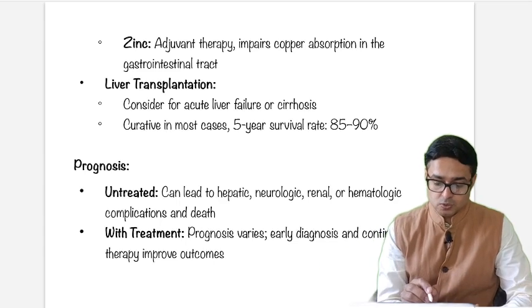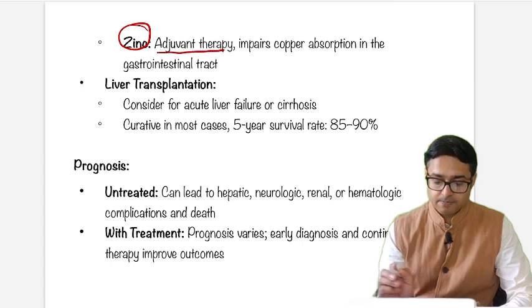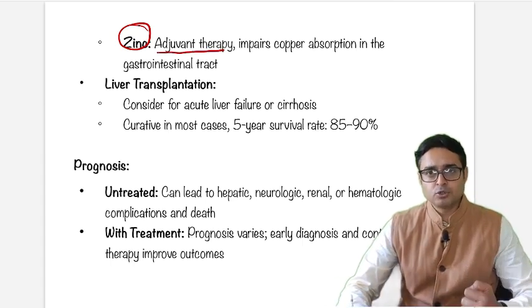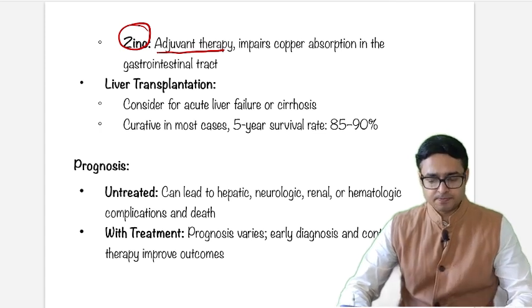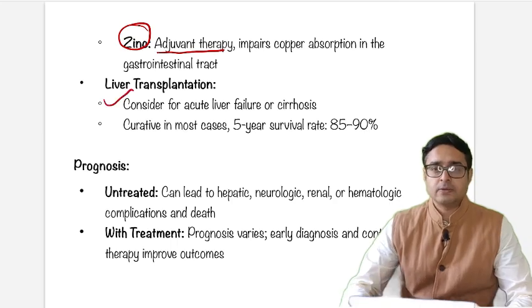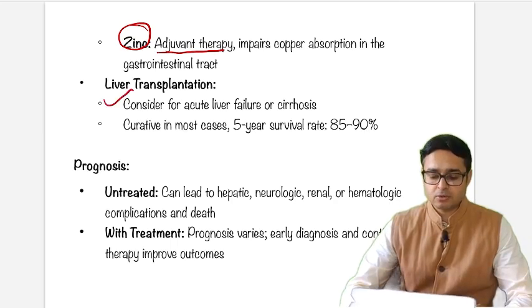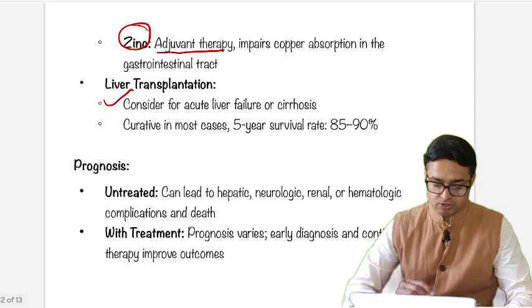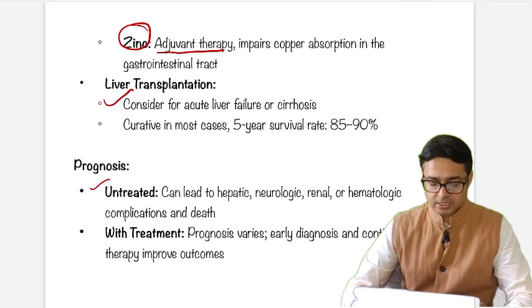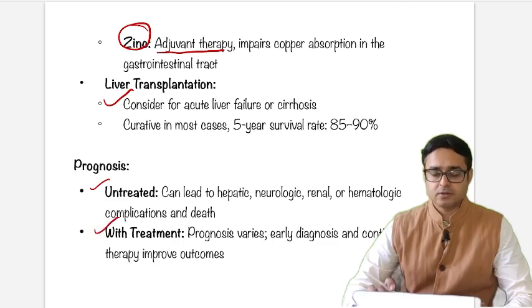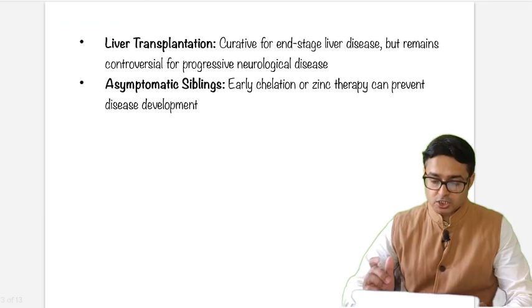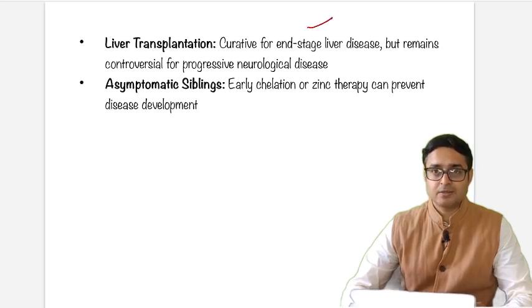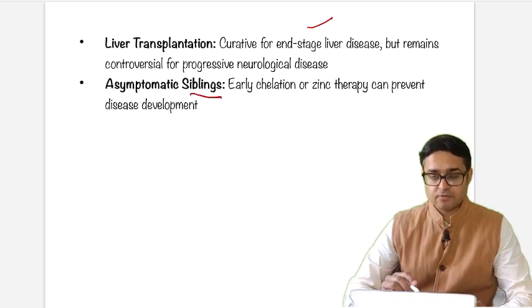And zinc. Zinc is used as adjuvant therapy. Zinc impairs copper absorption from the GIT. Liver transplantation, as you know, these are metabolic liver diseases, so the definitive treatment, or for acute liver failure in these conditions, is liver transplantation. Prognosis: if untreated, it can lead to various manifestations and death, and with treatment, prognosis varies. Liver transplantation is curative for end-stage liver disease, but it generally has little or no effect on CNS disease. For asymptomatic siblings, early chelation or zinc therapy can prevent disease development.